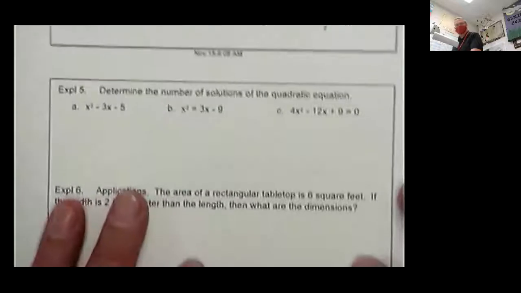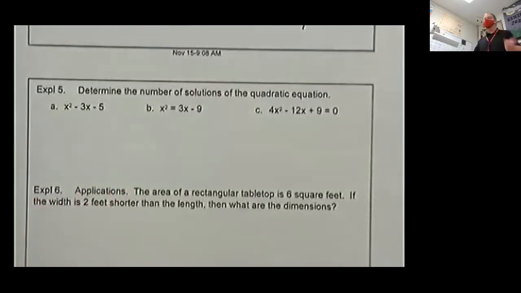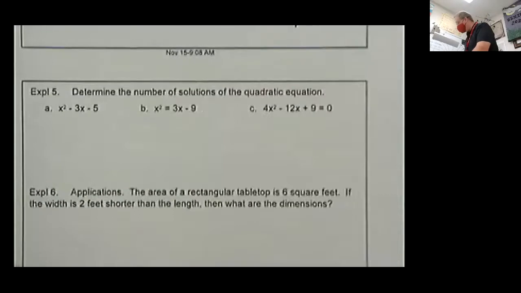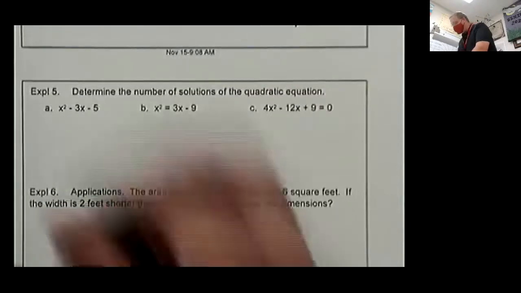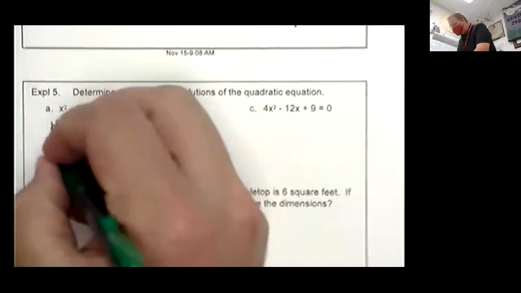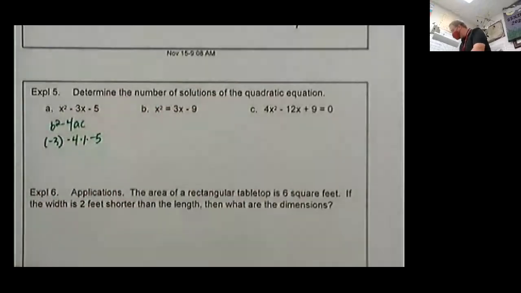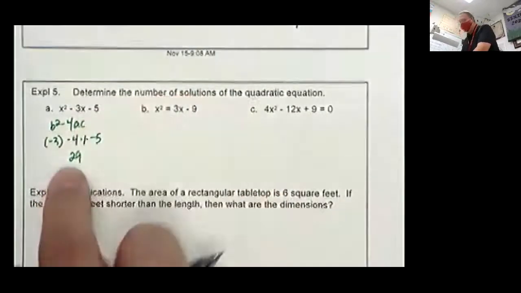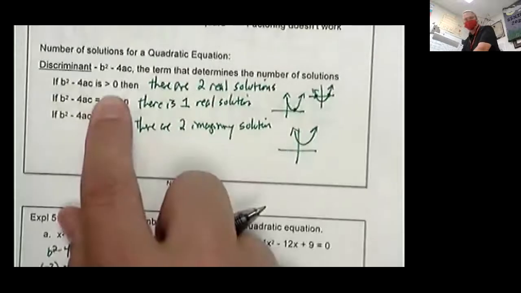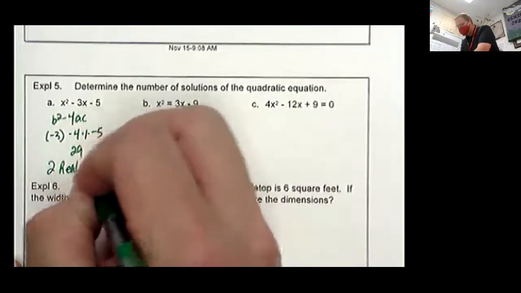So next part is use the discriminant to find the number of solutions. Now we're not going to actually find what the solutions are. We're just finding how many solutions there are. So make sure you read the questions carefully in the homework so you're not doing too much work. So we're going to plug in b squared minus 4ac. b is -3, minus 4 times 1 times -5. When we plug that in our calculator, we get 29. 29 is positive. Then there are 2 real solutions.